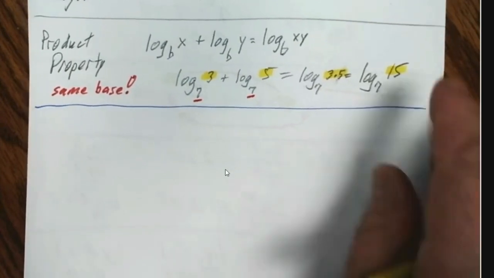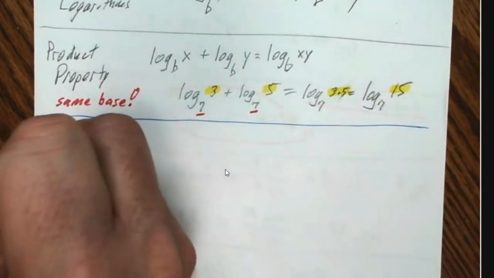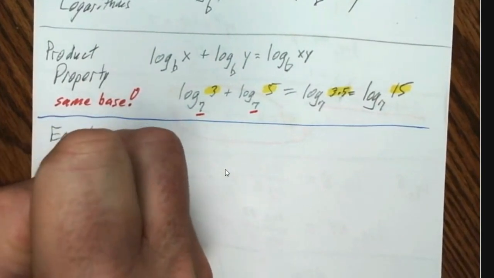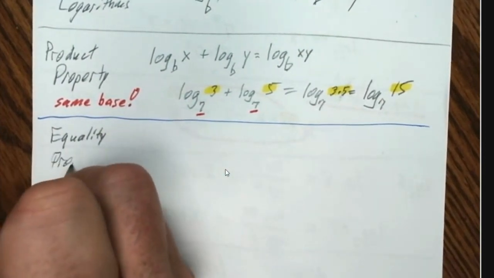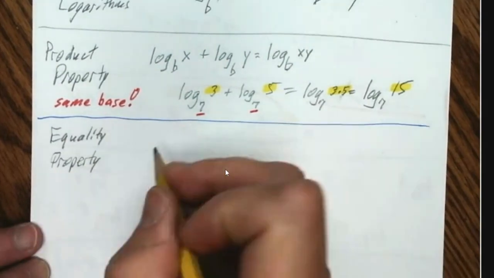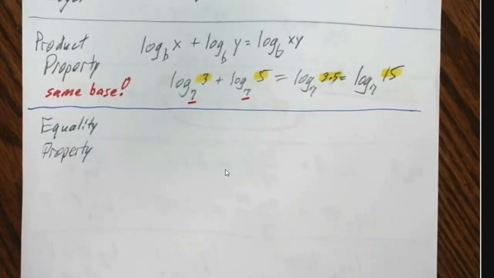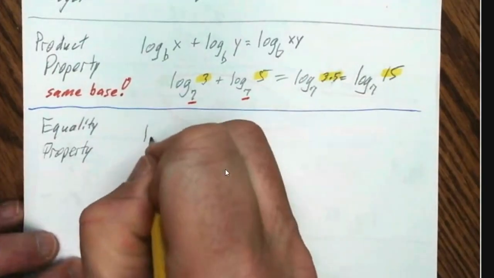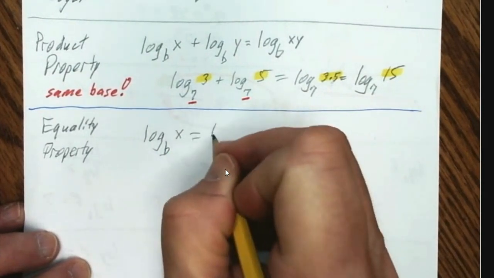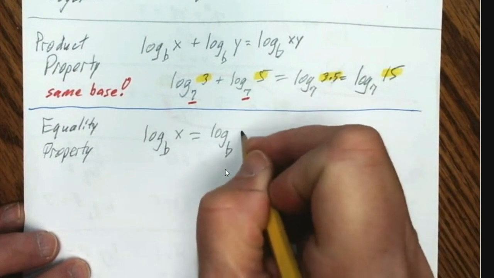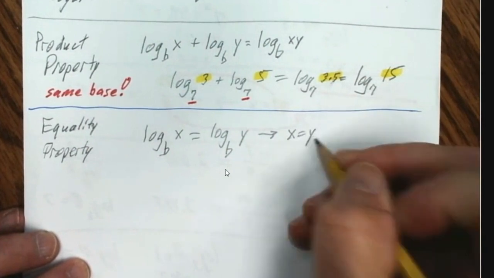Let's talk about a very basic one here before I get to the other properties. Let's do the equality property. This one I kind of call the duh property, but this is the simple one. This is not a trick question. This is not a trick property. It really is this basic. If you have log base b of x and it equals log base b of y, then guess what? X equals y.